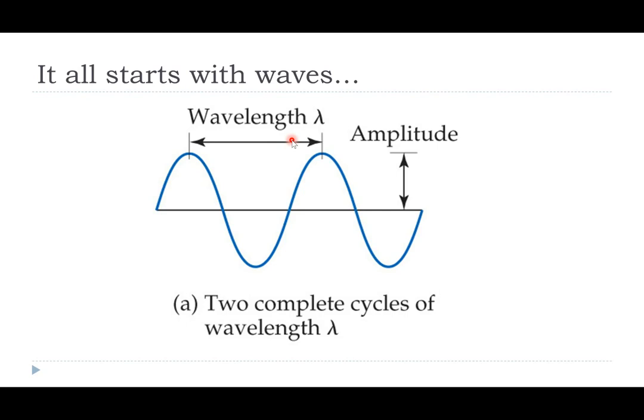So something that has a really long distance between the peaks has a big wavelength. Something that has a short distance between the peaks has a small wavelength. The next thing I want to talk about is amplitude. So amplitude is going to be the vertical height of a wave. So the taller the wave, the bigger the amplitude. The shorter the wave, the smaller the amplitude.